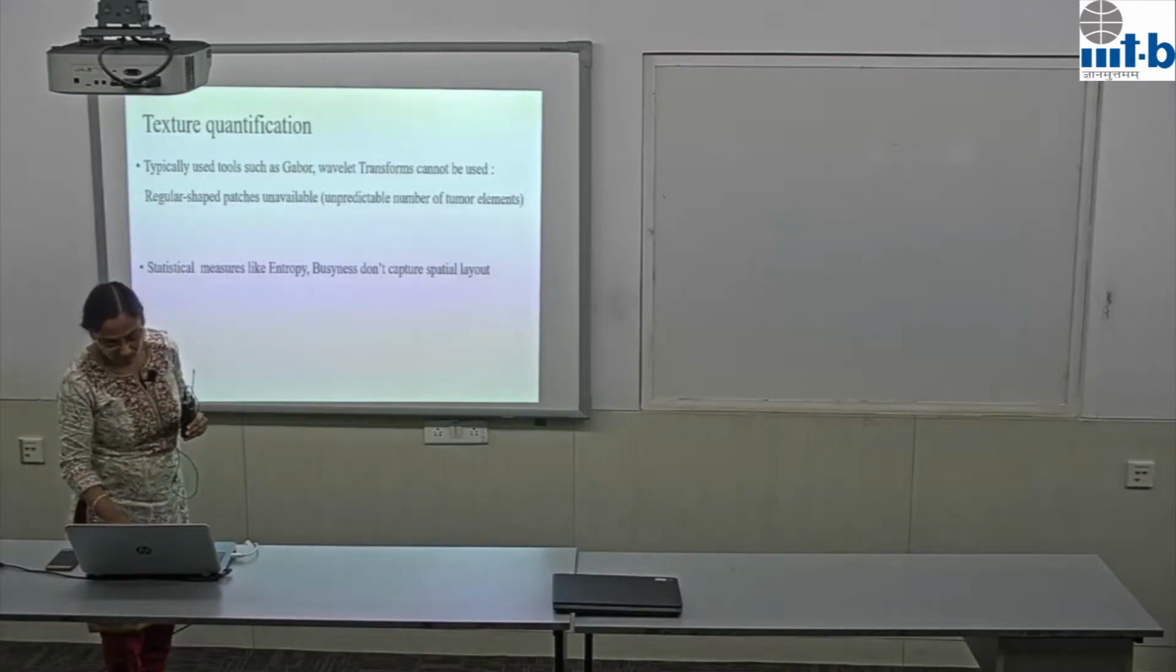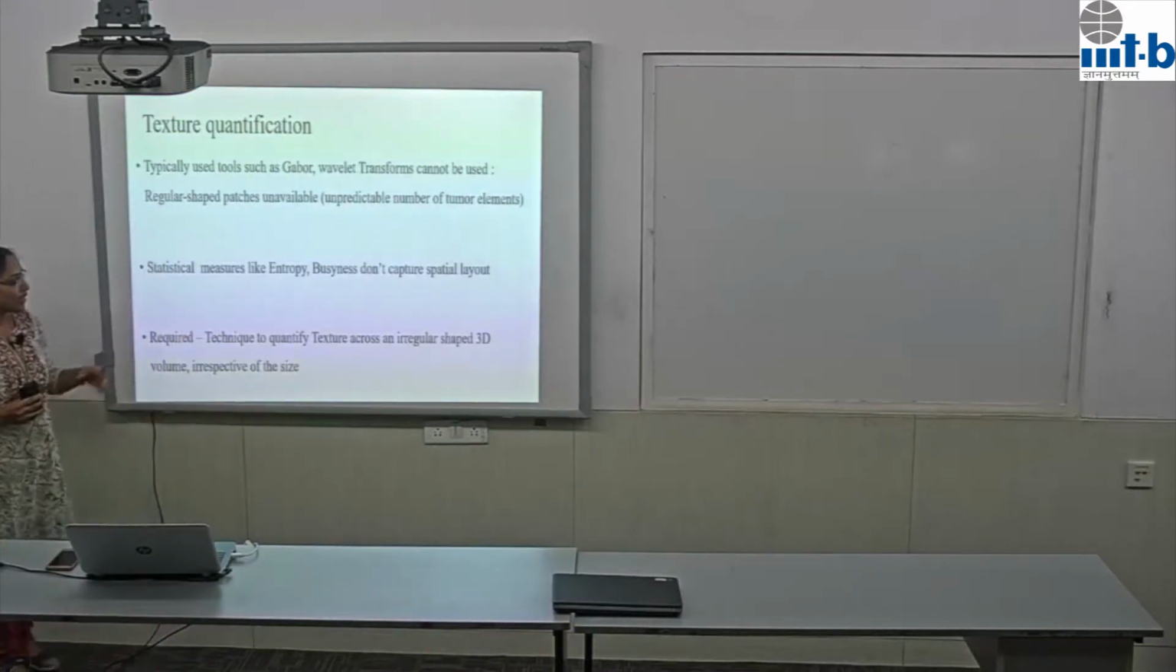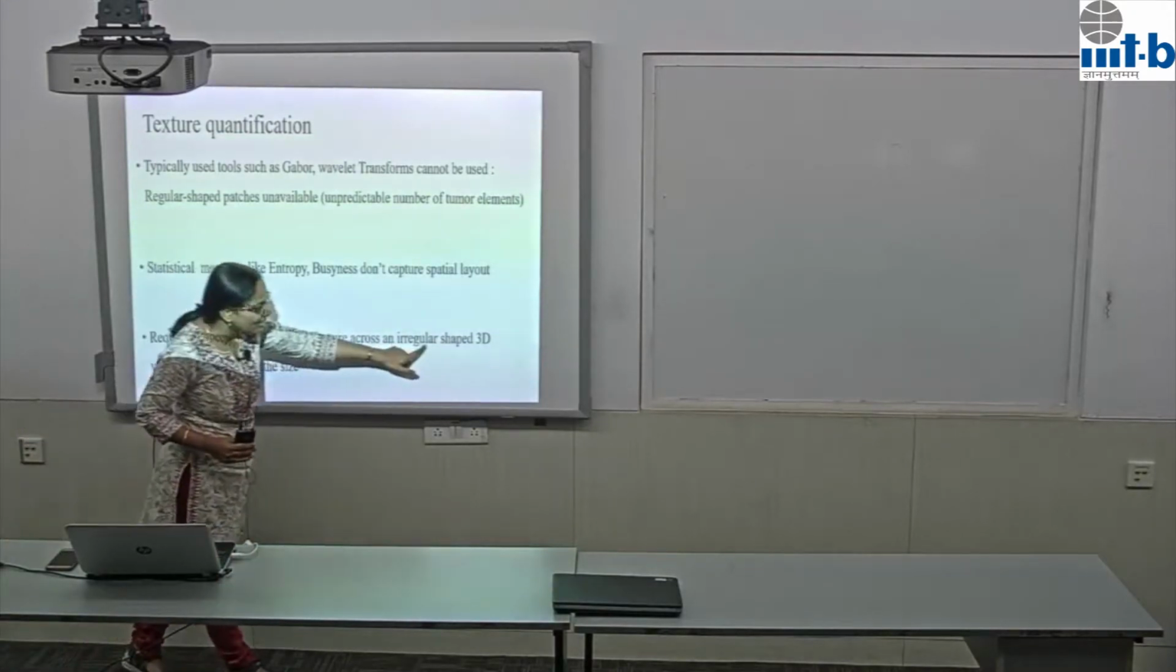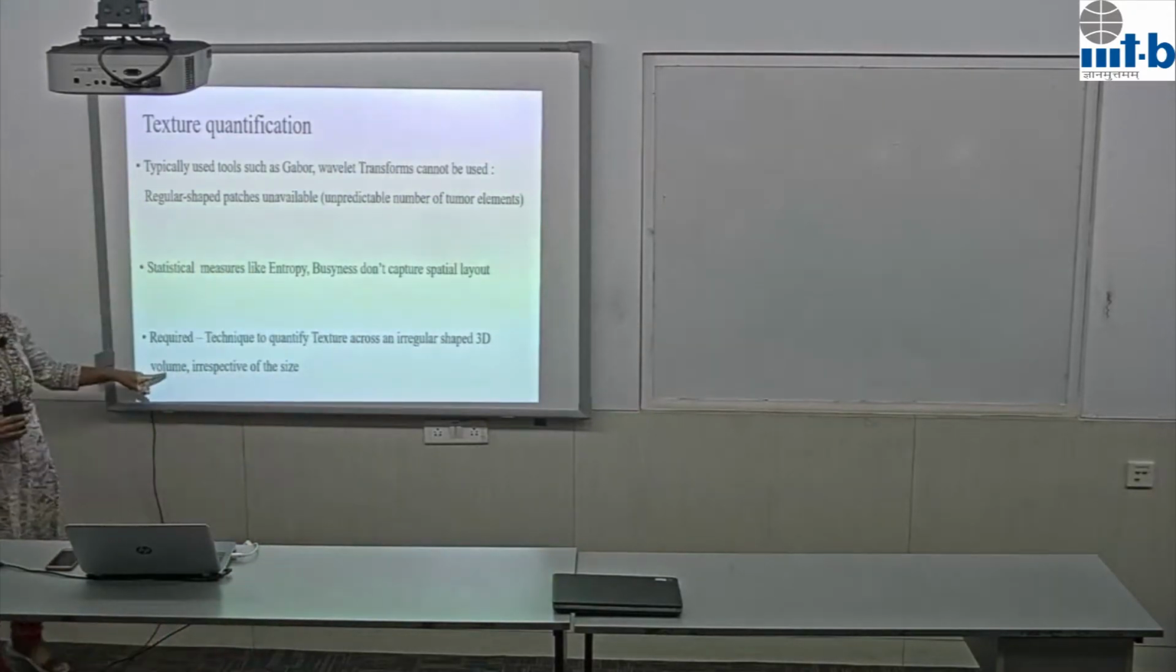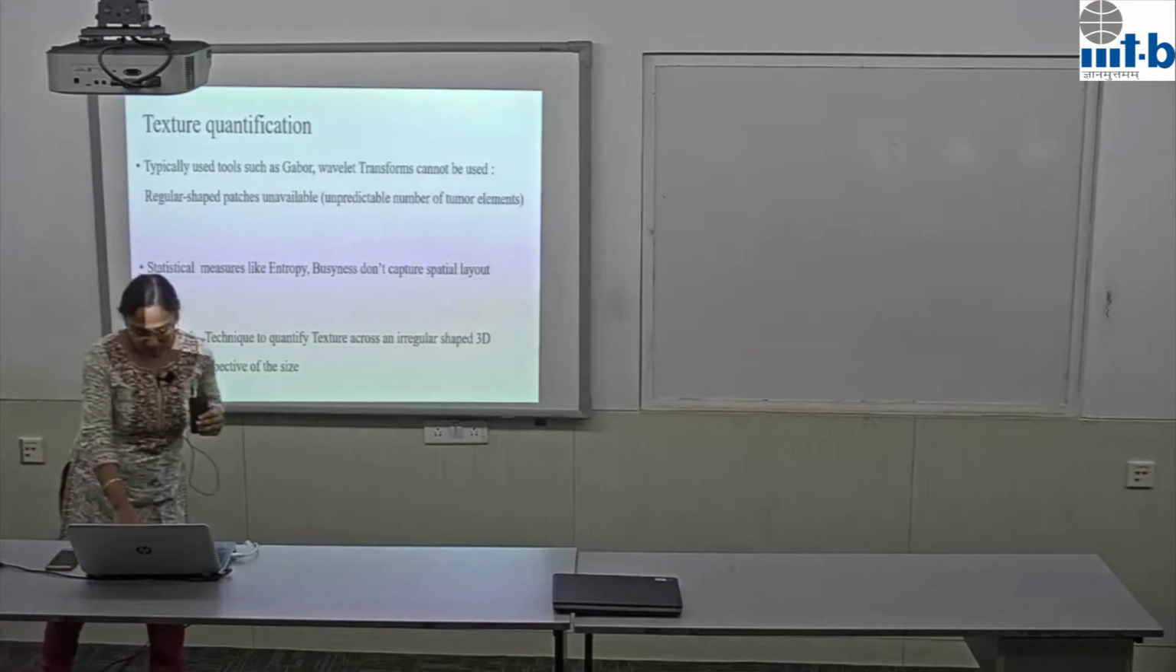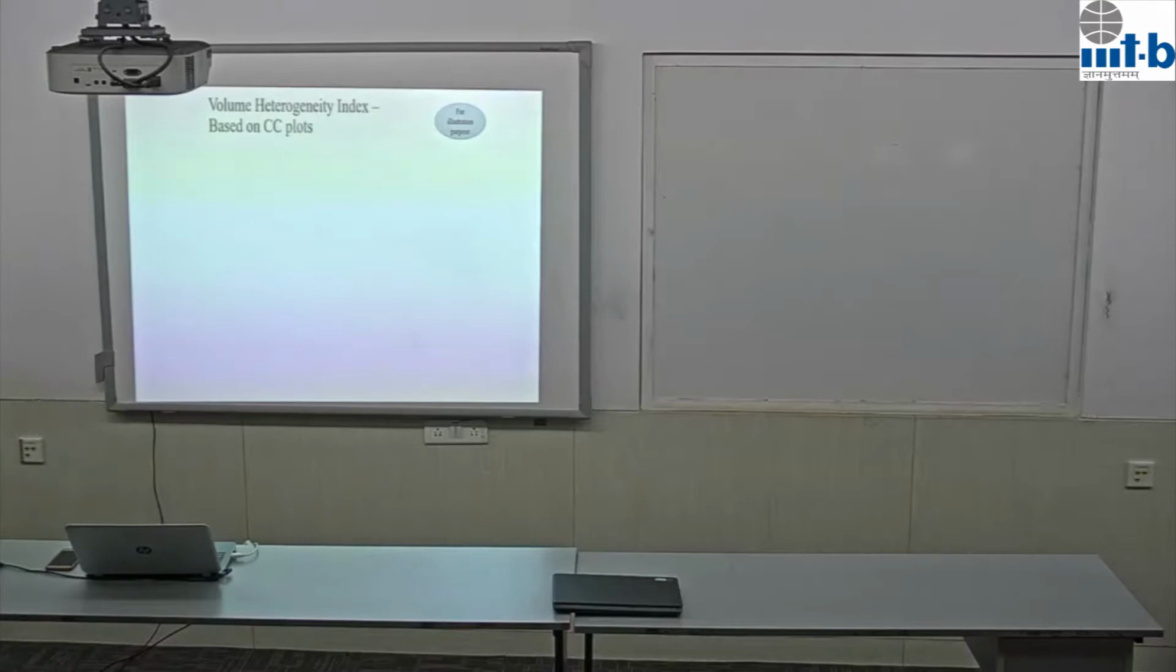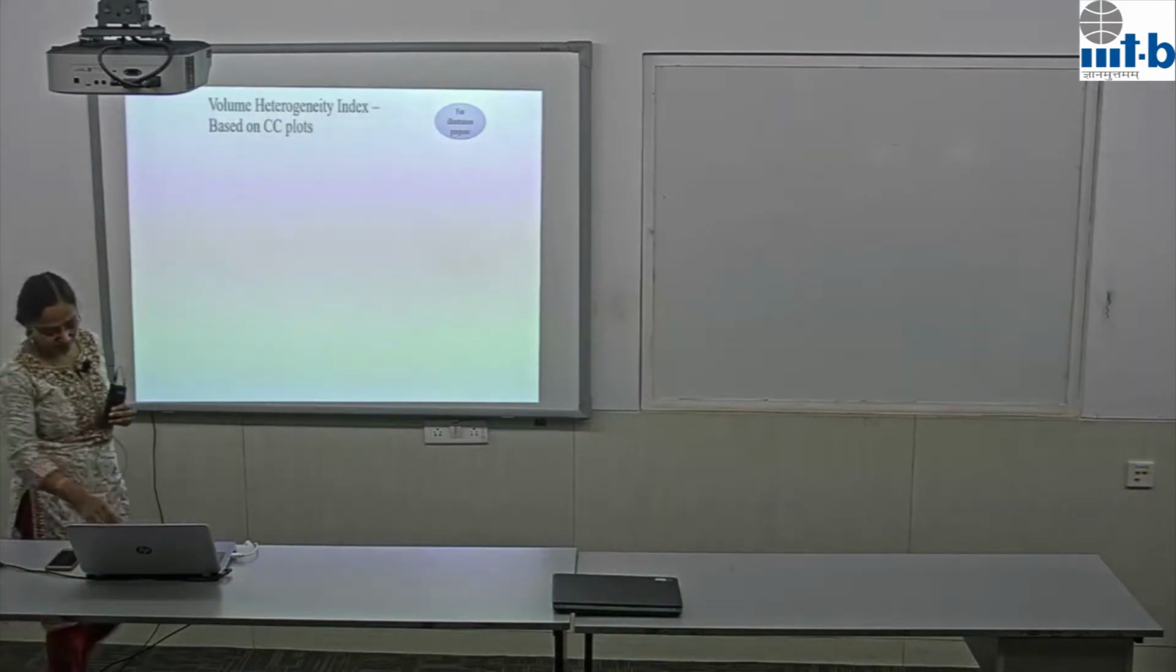So we needed to come up with a technique that could quantify texture across an irregular shaped 3D volume irrespective of the size. The tumor may be small, may be big, you never know. So we proposed what we call the volume heterogeneity index. We based it on cross correlation. CC stands for cross correlation here.